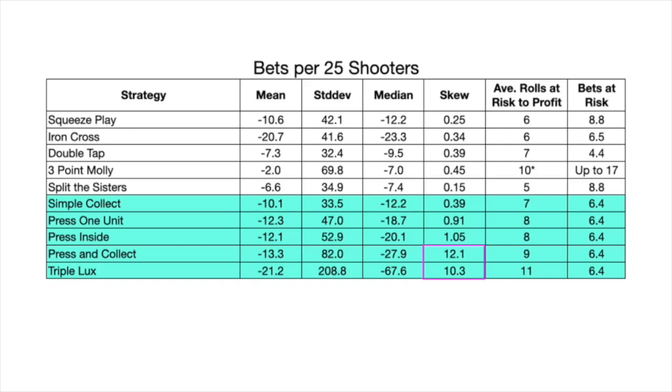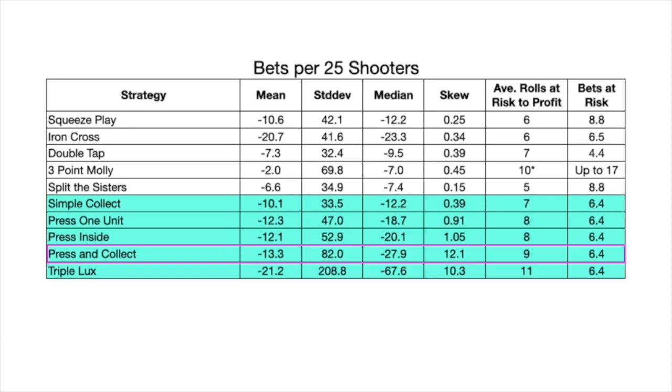Its mean is substantially more negative than press and collect, and its standard deviation is huge. Press and collect seems like a happy medium. Its mean is only somewhat worse than simple collect, but it has a huge skew thanks to its ability to take advantage of longer rolls. It's not quite as lucrative as triple lux on very long rolls, but for most rolls it's considerably better.